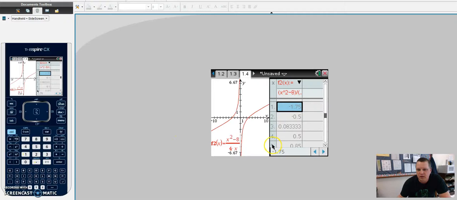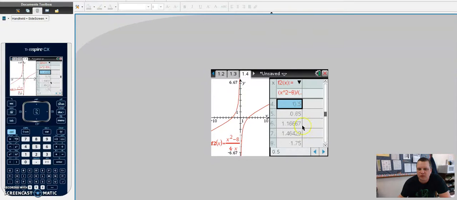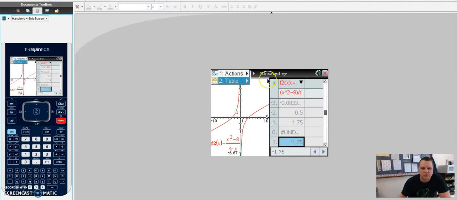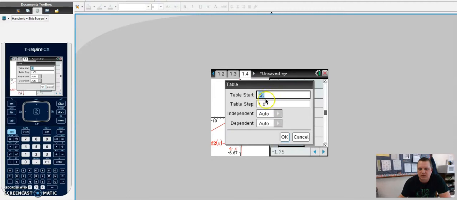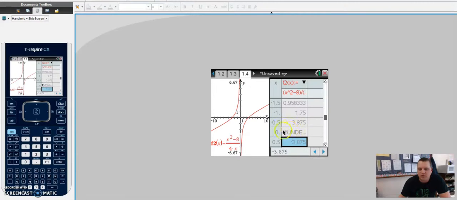Okay, Control T. So we're going to try to find a value that is going to work. And now when you run into this problem here, you see how we have no whole numbers as an output. So we are going to adjust our table because I saw a 0.5. So I'm going to edit the table settings. Table start at -3, which is fine. My table step is going to go to 0.5. I'm going to hit OK. So there it is.